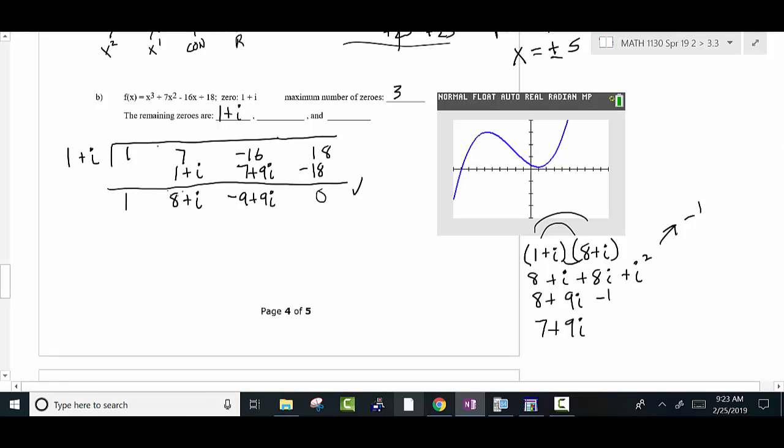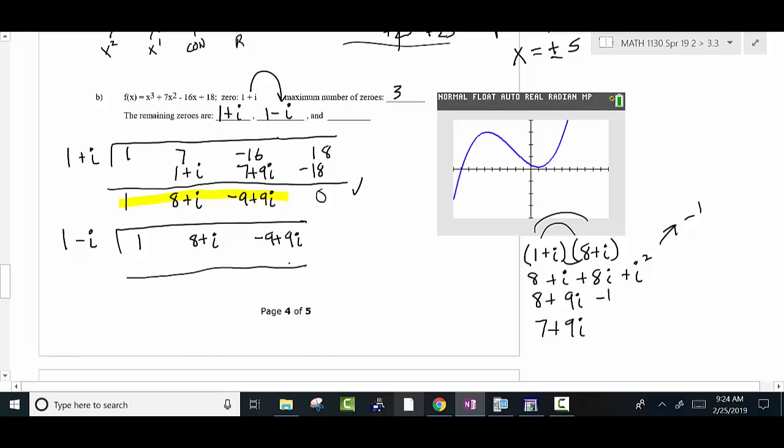Now what you have to do is divide again. The complex conjugate theorem tells us that another 0 is 1 minus i. So we have to take the 1 minus i and divide that into this result. So the result is 1, 8 plus i, negative 9 plus 9i, like that. You have to do that, otherwise you aren't going to get that other 0.